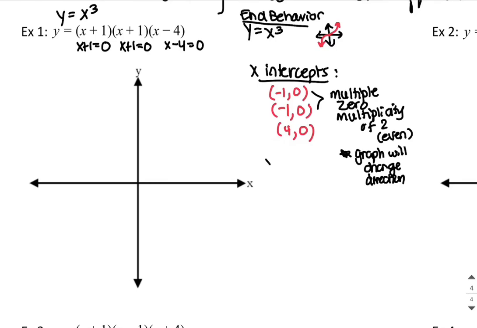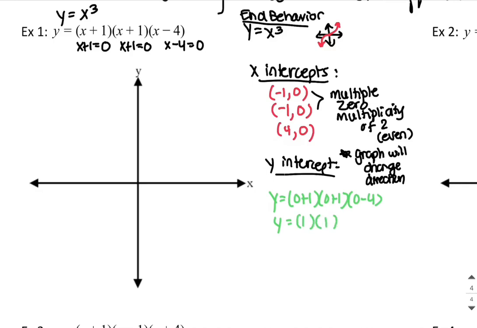Okay. And then the last important thing I'm going to take from my equation is the y-intercept. The y-intercept is when I plug in 0 for x. So I have y is equal to (0 plus 1) times (0 plus 1) times (0 minus 4). I can just multiply the constants in my factored form: 1 times 1 times negative 4, which gives me negative 4. So y is equal to negative 4. That is my y-intercept. These are the important points that I'm going to plot. On the graph, I have 1, 2, 3, 4, 1, 2, 3, 4, 1, 2, 3, 4.